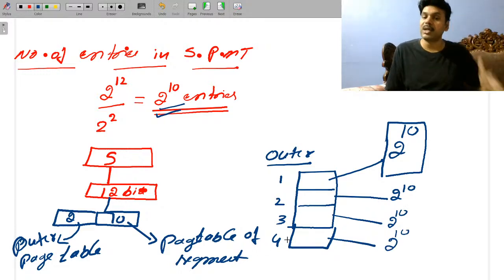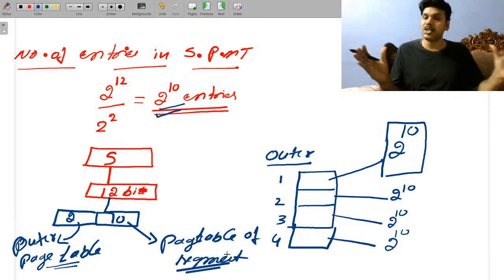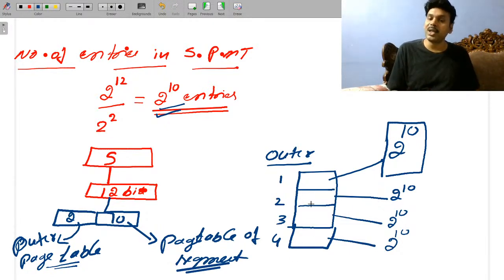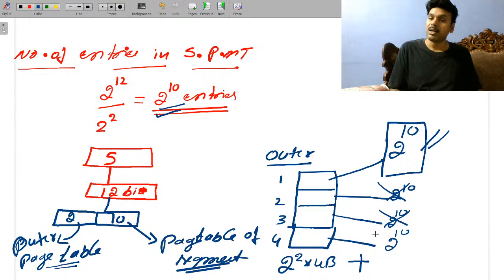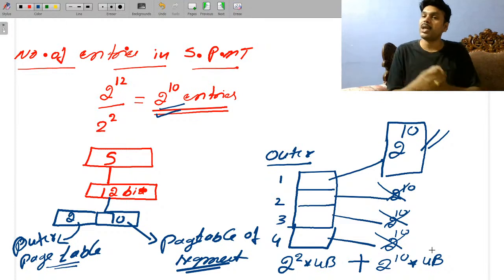Now tell me, friends, what are these page map table sizes? This page map table size and this page map table size together, how much? It's very simple. How many entries are there in this? 2 power 2 into 4 bytes, plus in this how many entries? Don't say it is almost all. Whenever you call for one segment only, that segment's page table will be loaded. The remaining are not considered. So 2 power 10 into 4 bytes is the inner page table.